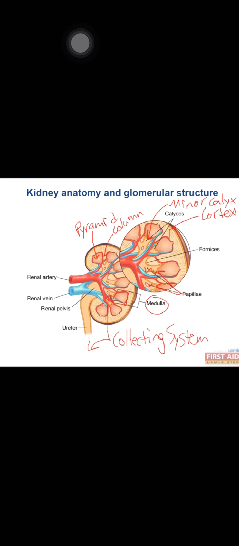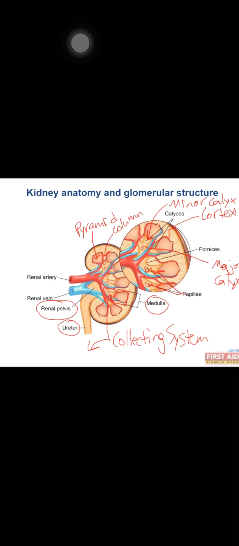The minor calyces then coalesce to form major calyces. So this would be a major calyx. The renal pelvis is then what the major calyces drain into, and it is pointed out here. The renal pelvis then drains into the ureter, which goes to the bladder. And finally, the bladder drains into the urethra, which has two sphincters, an internal, which is voluntary or involuntary?